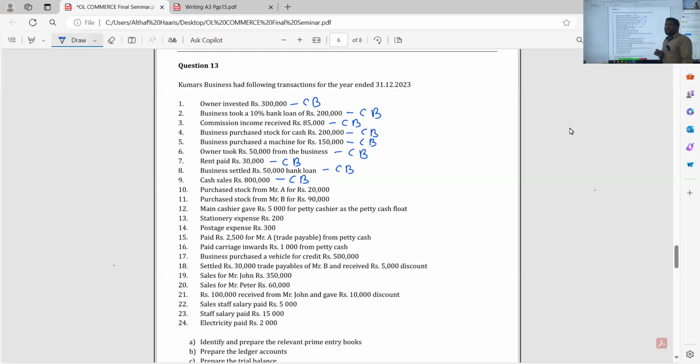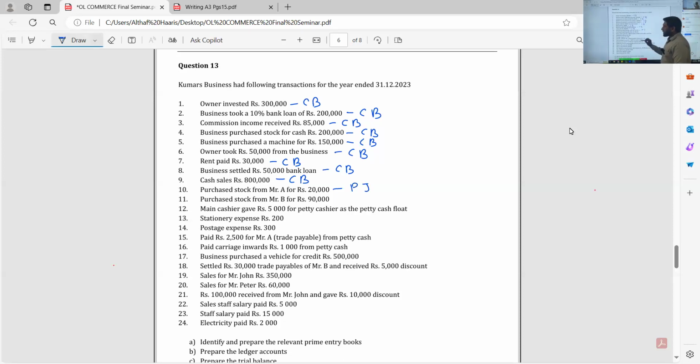Then the next one: purchase stock from Mr. A. They have given a purchase of stock with a name. So if you purchase some stock with a name, people, is it a cash purchase or credit purchase? Come on, people, be active. It's a credit purchase. Be active in the class, please. So whatever credit purchases of the main stock of the business will be recorded in the purchase journal.